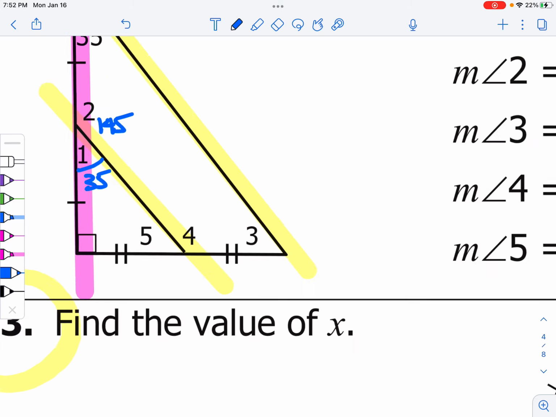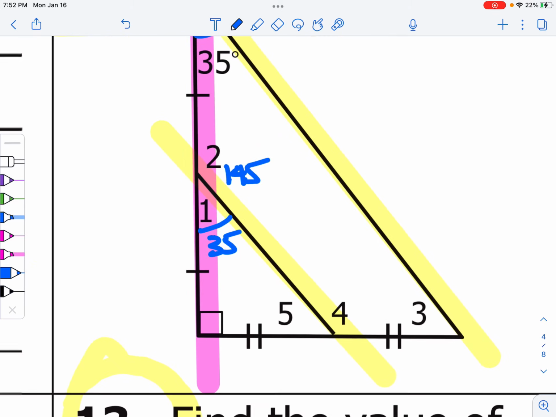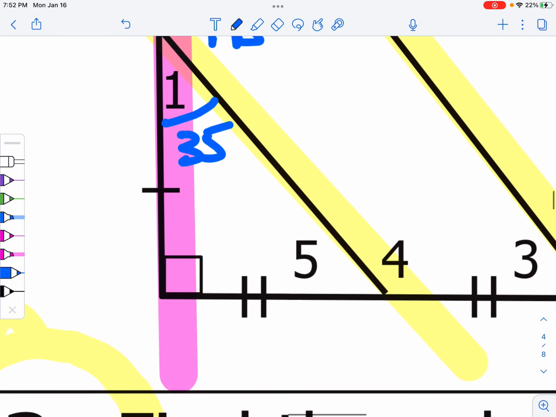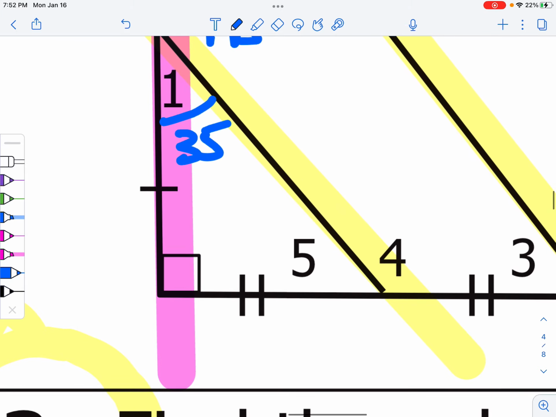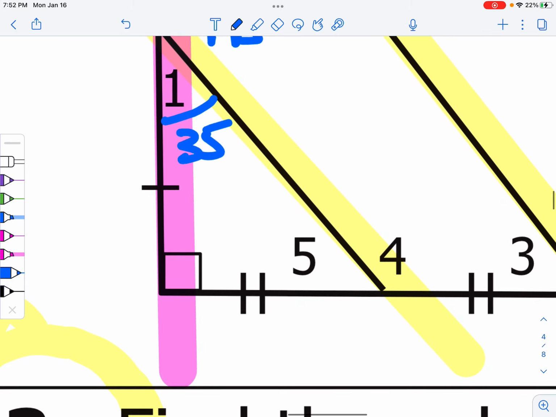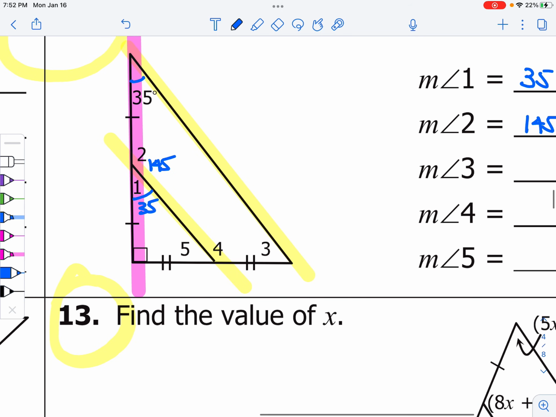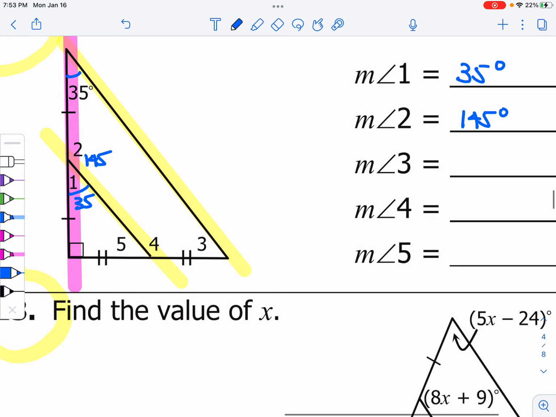And again, we've got that little triangle right there with that 90 degree in that corner. So angle 1, the 90 degree, and angle 5 make a triangle. And all three angles of a triangle add up to 180 degrees. So if I take 180, subtract 35, and subtract 90, that leaves me with 55 degrees for angle 5.